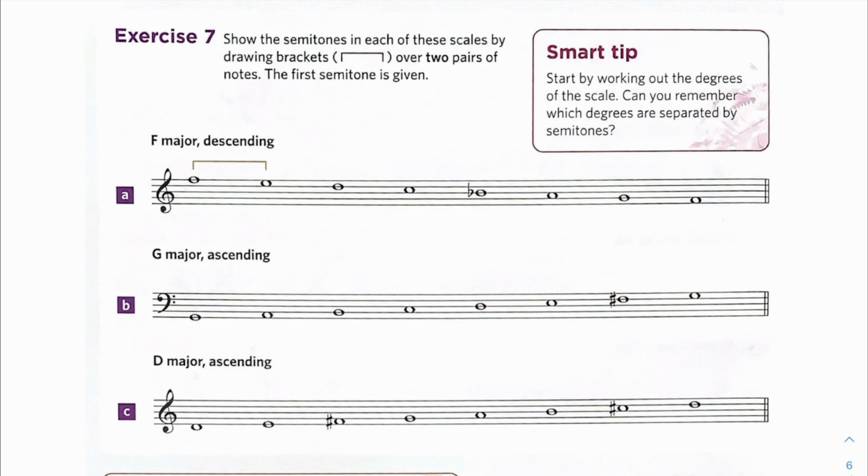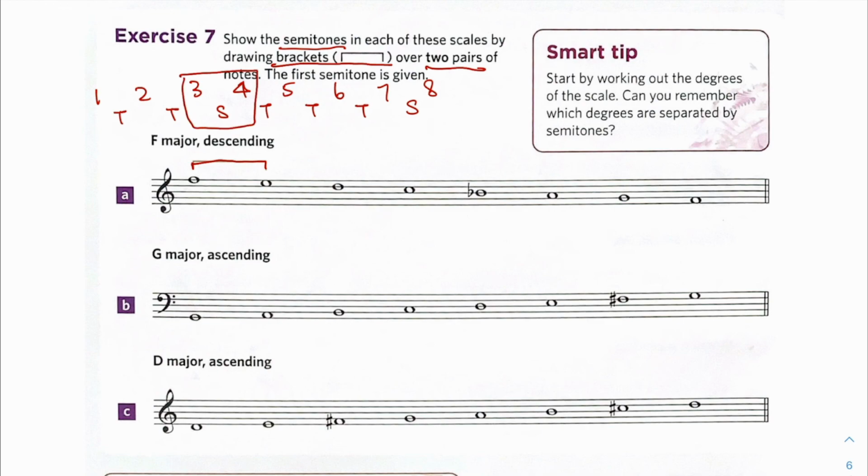Exercise 7. Show the semitones in each of these scales by drawing brackets over two pairs of notes. The first semitone is given, which is here. So what we can do is write out the formula of a major scale. Let's write down the degree first. 1, 2, 3, 4, 5, 6, 7, 8. And in between 1 and 2, we have tone, tone, semitone, tone, tone, tone, semitone. So the semitones are between degree 3rd and 4th, and also 7th and 8th.